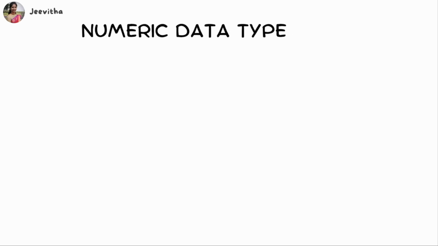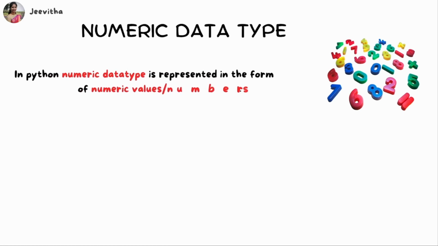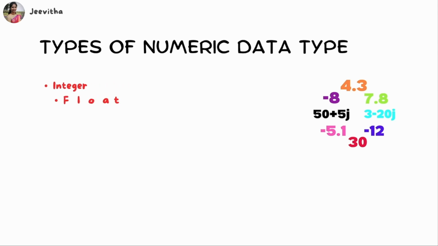So very first one, what is numeric data type? The name itself suggests that it's numbers. Yes. In Python, numeric data type is represented in the form of numeric values or numbers. This numeric data is classified into different types. They are integer, float, and complex. So these are the three different types of numeric data available in Python. Alright, let's see each one of them.